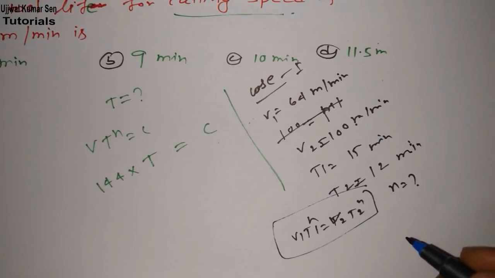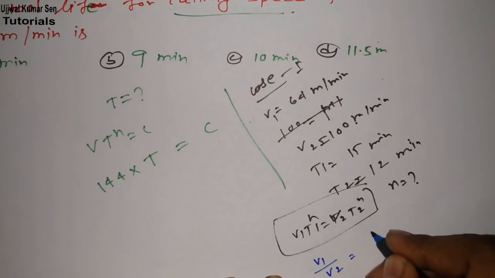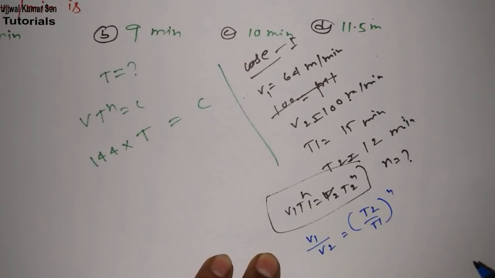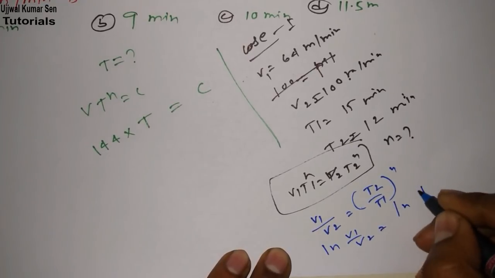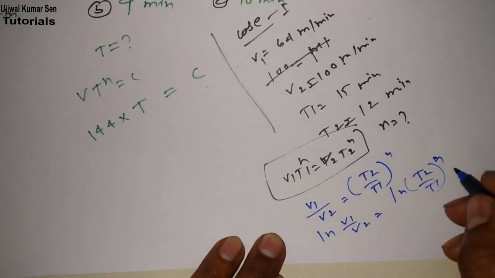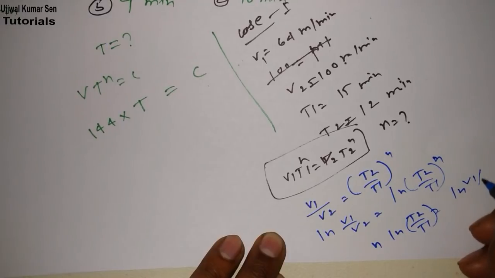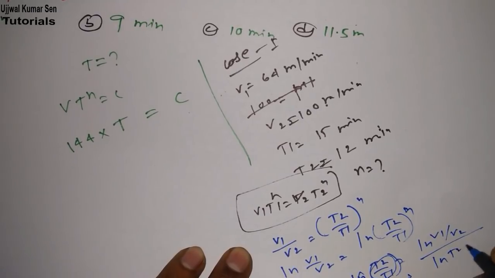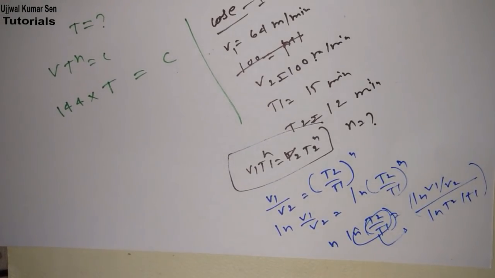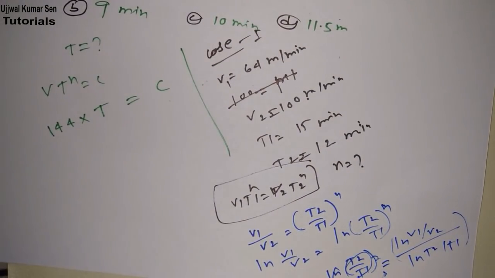Okay, so we got V1 T1 to the power n is equal to V2 T2 to the power n. We have to find the value of n from here. We send V2 to this side and T1 to the other side, so V1 by V2 is equal to T2 by T1 to the power n. Now I can use the natural log, so ln of V1 by V2 is n times ln of T2 by T1. Sending ln T2 by T1 to the other side, n is equal to ln(V1 by V2) divided by ln(T2 by T1). It's LN, sorry, the natural log.